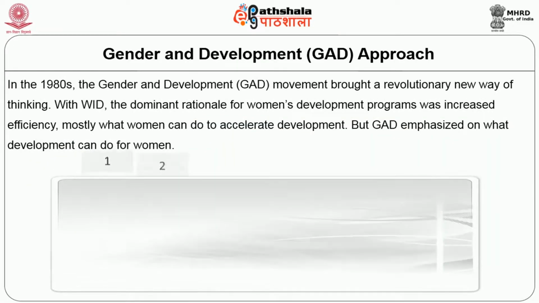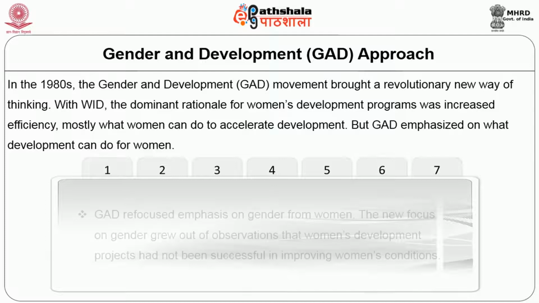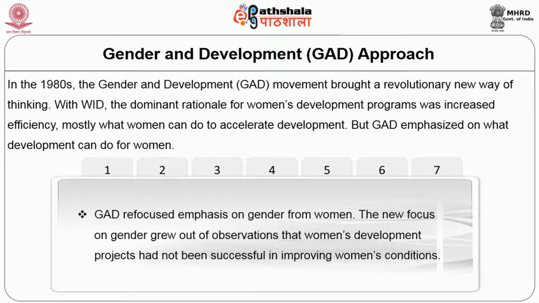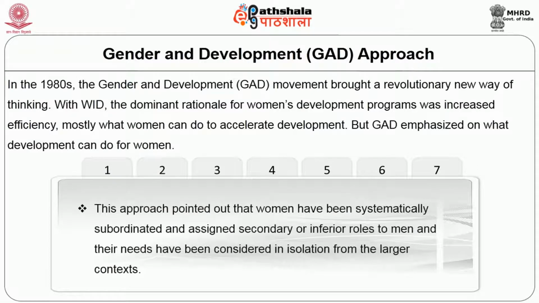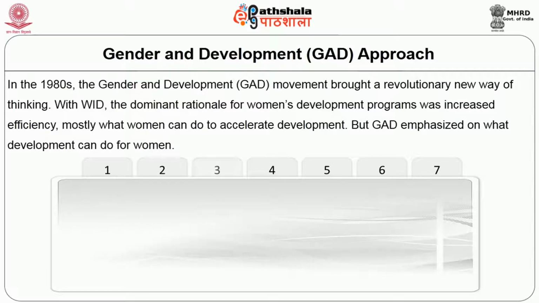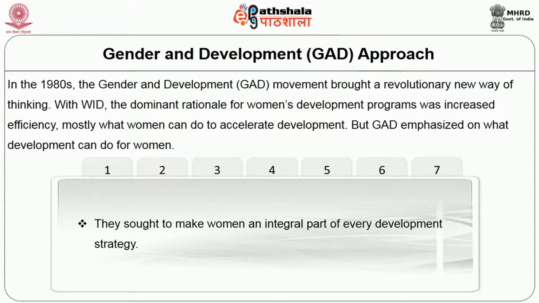Gender and Development, the GAD approach. In the 1980s, the GAD approach movement brought a revolutionary new way of thinking. GAD emphasized what development can do for women. GAD refocused emphasis from women to gender. The new focus on gender grew out of observations that women's development projects had not been successful in improving women's conditions. This approach pointed out that women have been systematically subordinated and assigned secondary or inferior roles to men, and that their needs have been considered in isolation from the larger context. They sought to make women an integral part of every development strategy.